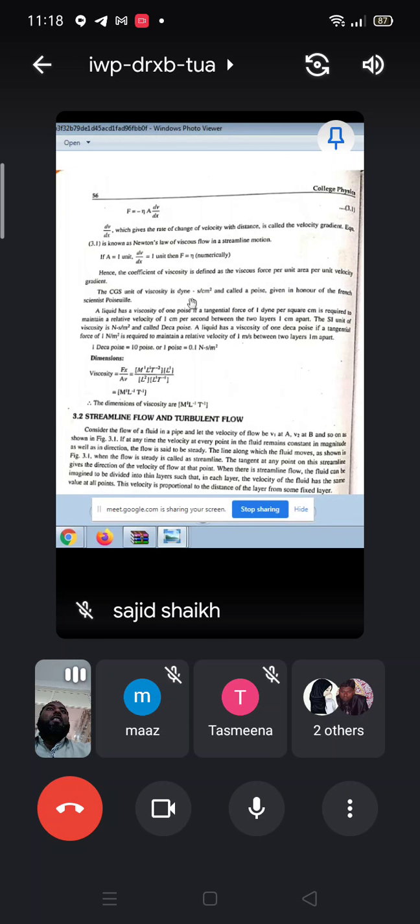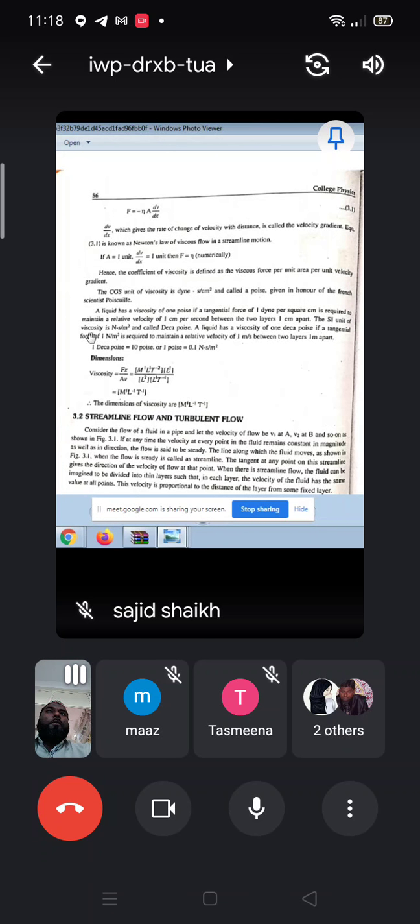The unit is dyne second per centimeter square and is called the poise, in honor of the French scientist Poiseuille. A liquid has a viscosity of one poise if a tangential force of 1 dyne per square centimeter is required to maintain a relative velocity of 1 centimeter per second between two layers 1 centimeter apart.